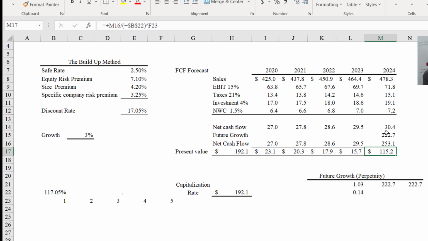Now, here's the interesting part, which most people don't do. The capitalization rate we talked about, you derive it from the discount rate. And all I have to do, and you'll notice these numbers are the same, 192 million point one, is take this cash flow here and divide it by your cap rate, which is just 17 minus 3%. And you get the exact same number.